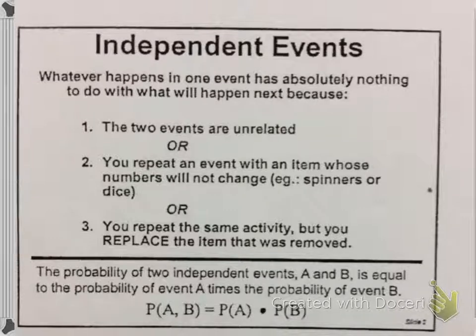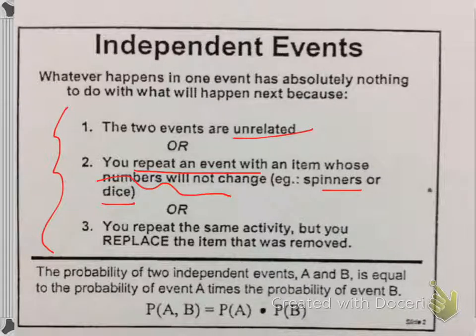An independent event happens when one event has absolutely nothing to do with the other event. That can happen in these three ways. The two events are unrelated completely. You can repeat an event when the numbers won't change. So talking about spinners or dice, you can't just erase a number off of a dice to get a different probability. Or you can repeat the same activity, but you replace the item that was removed.